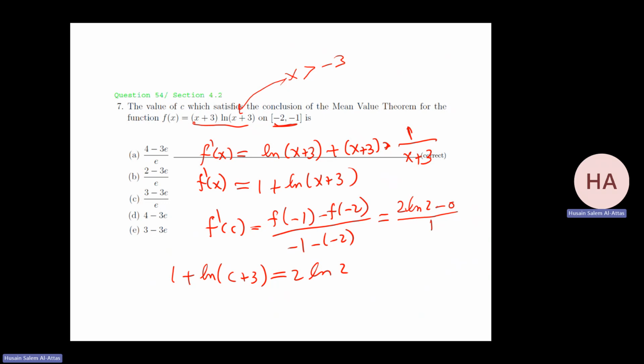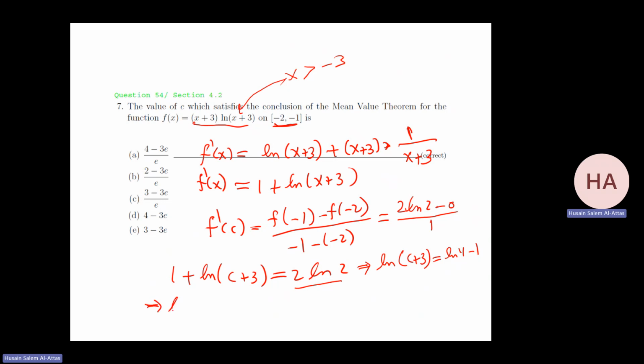Now I need to find the c. I need to solve this equation. This is ln of c plus 3 equals 2 ln 2, which is ln 4, minus 1. Am I right? f of minus 1: minus 1 plus 3 is 2, and this is 2 ln 2. And f of minus 2: 0 minus 2 would be 1, and ln 1 is 0. Calculation should be okay. Over minus 1 minus minus 2, minus 1 plus 2, which is 1. So this will be ln 4. I took the minus 1 to the other side.